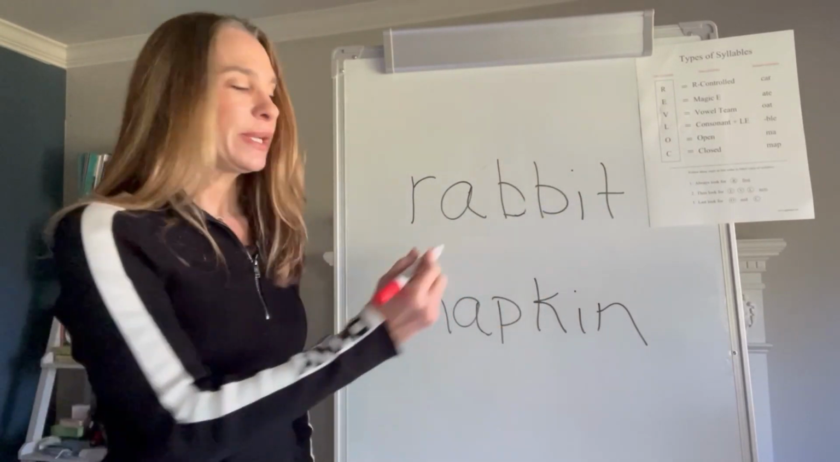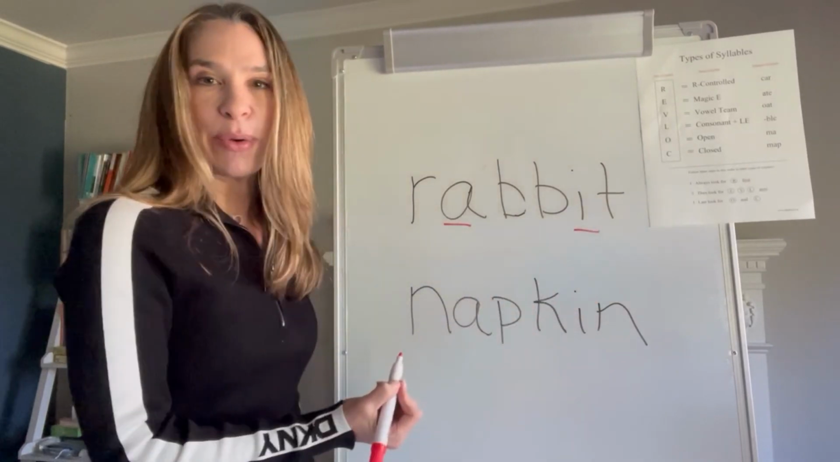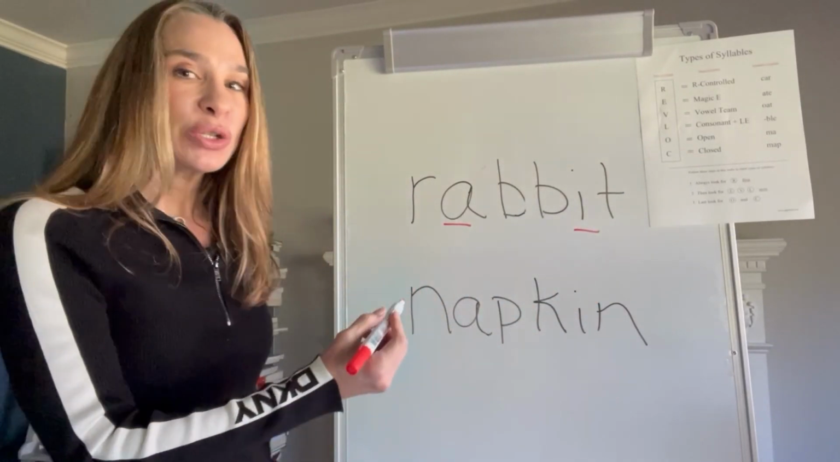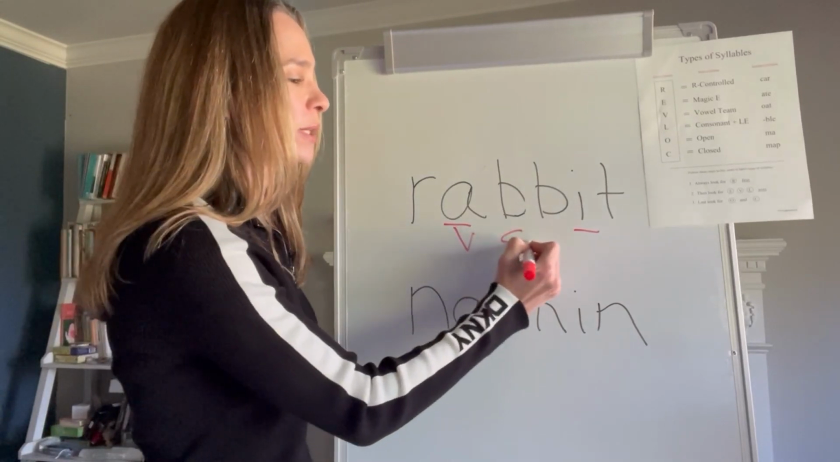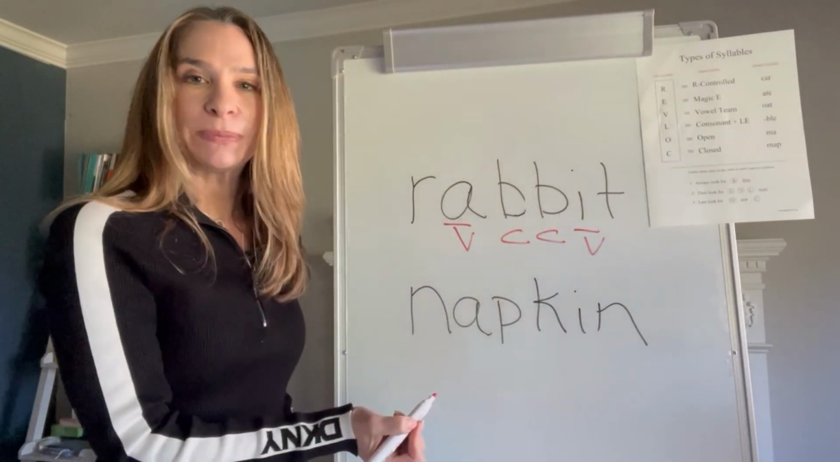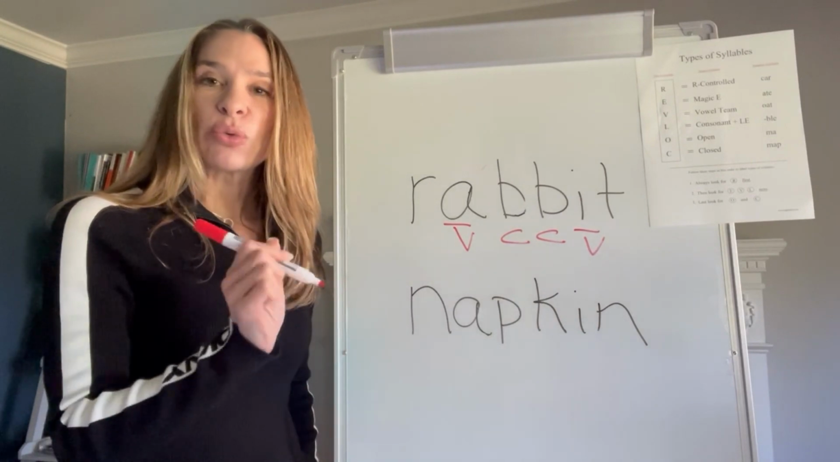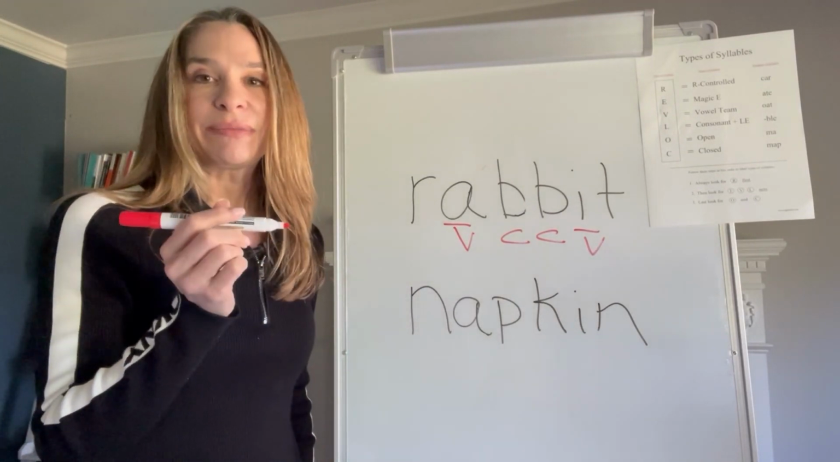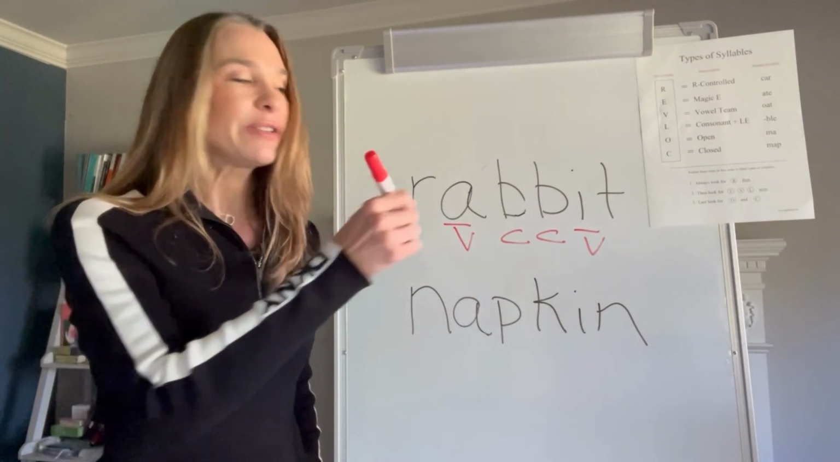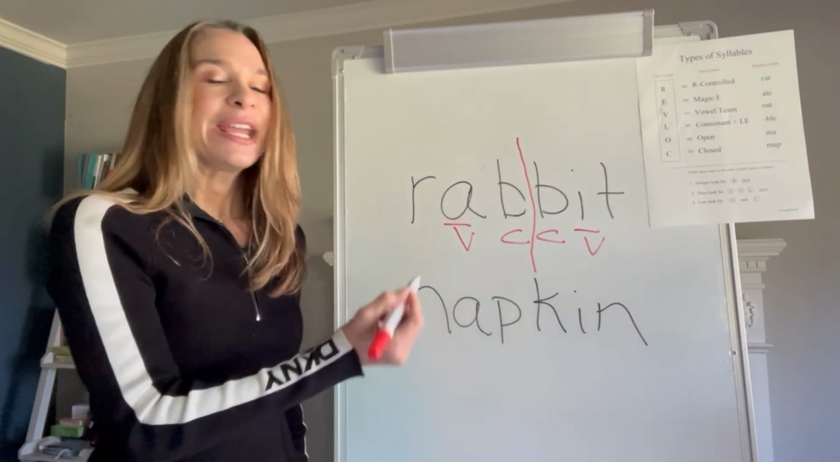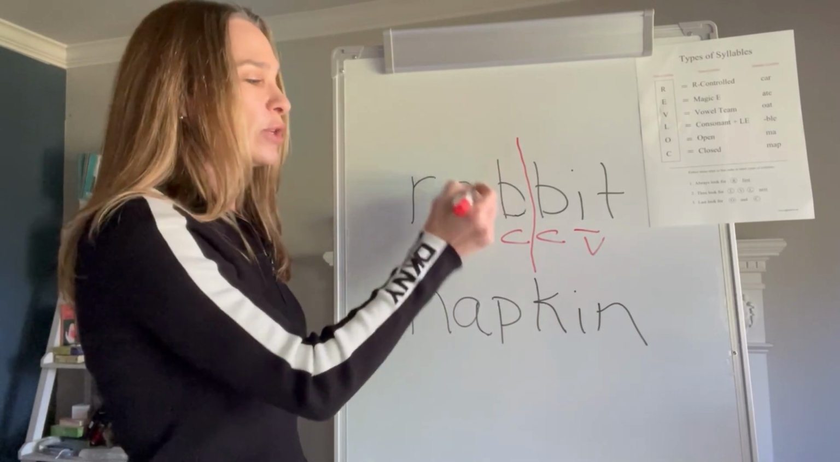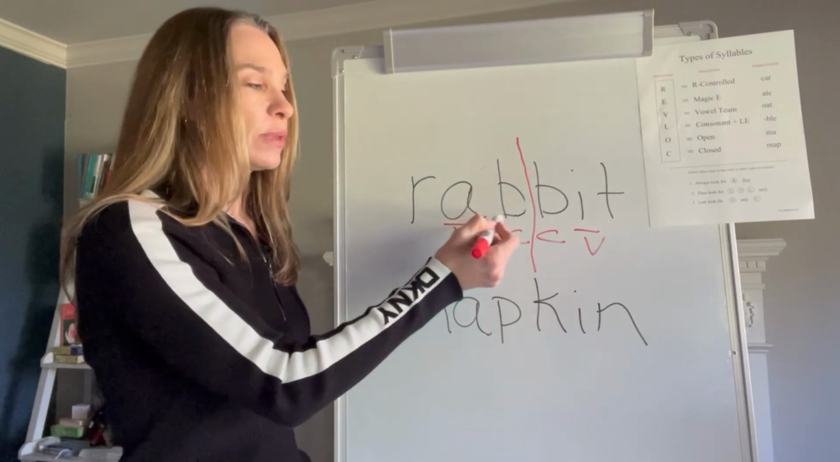So step one is to underline the vowels. And then step two is to label, starting with the first vowel, vowel, consonant, consonant, vowel. Step three, the rule for dividing a VCCV word is to divide between the two consonants, the two C's. Step four is going to be to label these syllables.